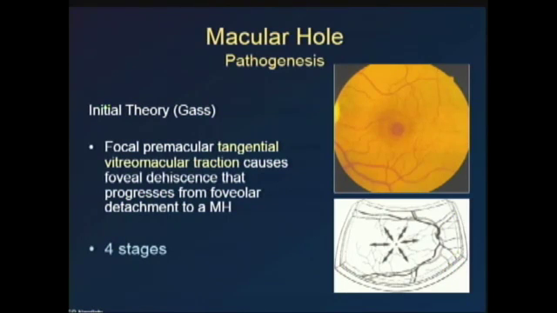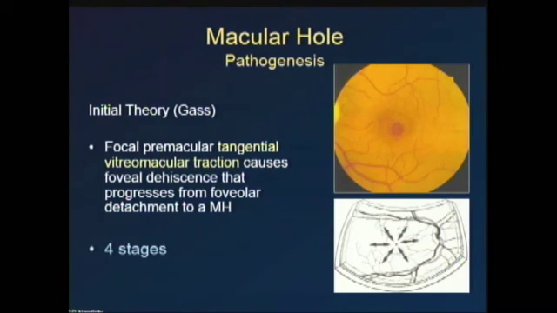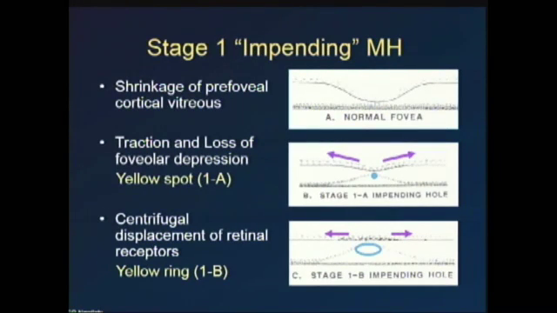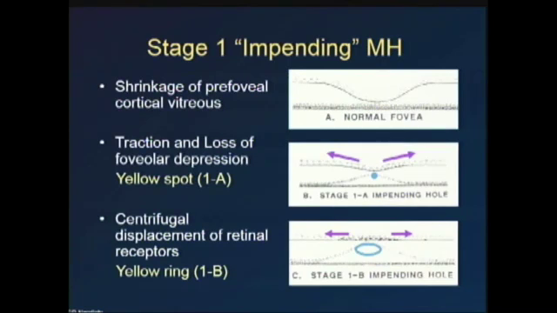Initially, Donald Gass thought that the macular hole is caused by a tangential traction, not an anteroposterior traction from the vitreous, but a tangential traction from the premacular vitreous that is pulling sideways, okay? He thought the vitreous is stuck to the retina and it's contracting and pulling sideways. So if it pulls sideways, what would happen? You get 4 stages.